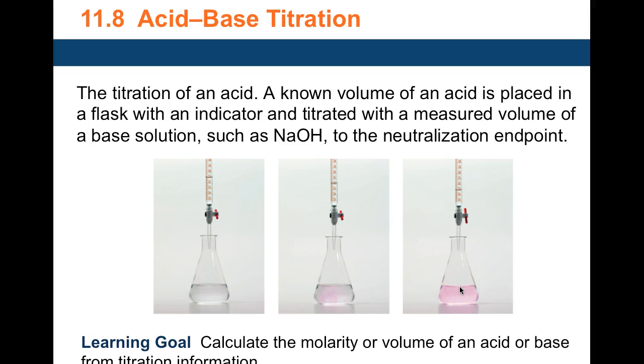So phenolphthalein is pink in base, all right? So just a little drop of the base and you see the pink color, which indicates the end, or the fact that the acid has been completely neutralized by this base. Then you can go about calculating the molarity or the concentration of the acid.